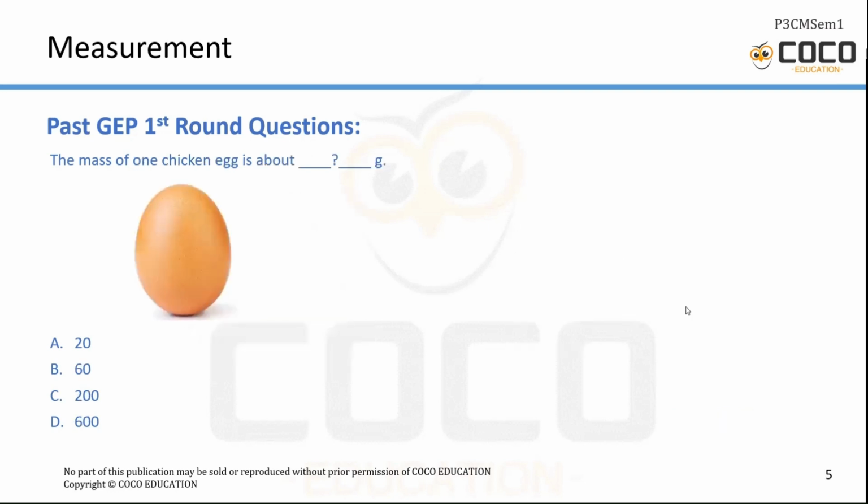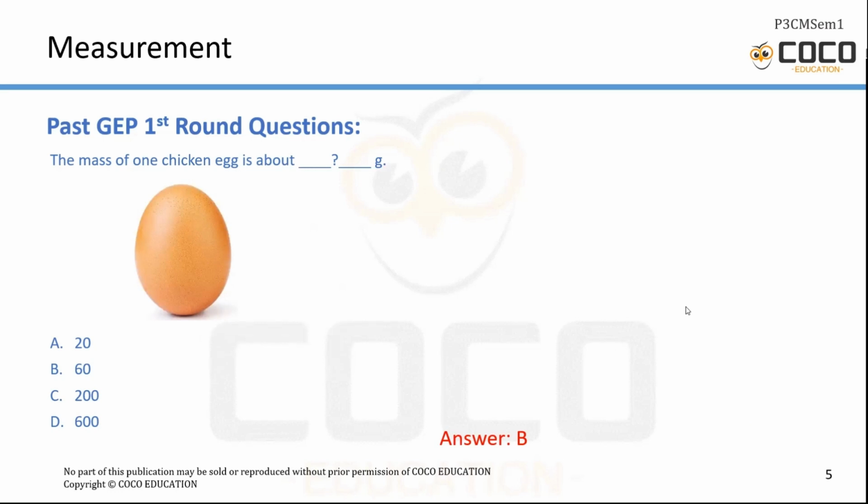Another type is they can sometimes ask you to estimate. The question is very easy: the mass of one chicken egg is about how many grams? Here we have to use some common sense. The common sense tells us the answer will be B. 20 grams for a chicken egg is too light, and 200 and 600 are too heavy for a chicken egg.